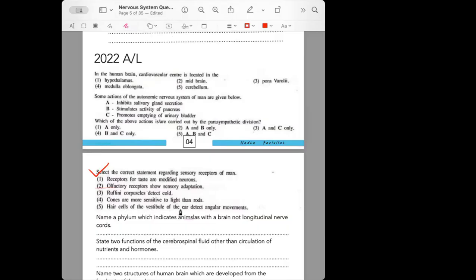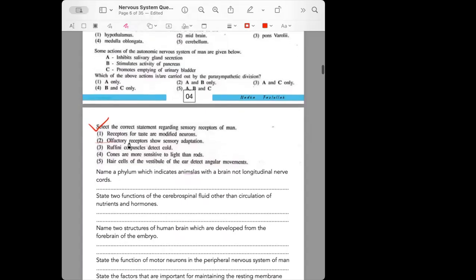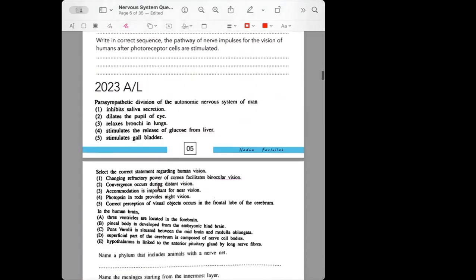Hair cells of the vestibule of the ear detect angular movements. Okay, this is regarding ear structure. The vestibule detects gravity and linear movements, and it's the semicircular canals which detect the angular movements of motion. Anyway, you have a clear answer, which is the second.